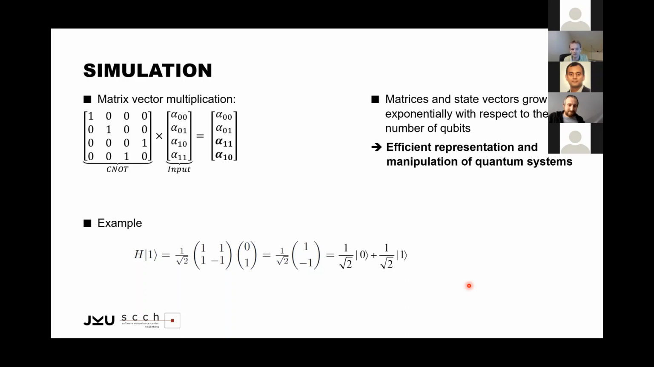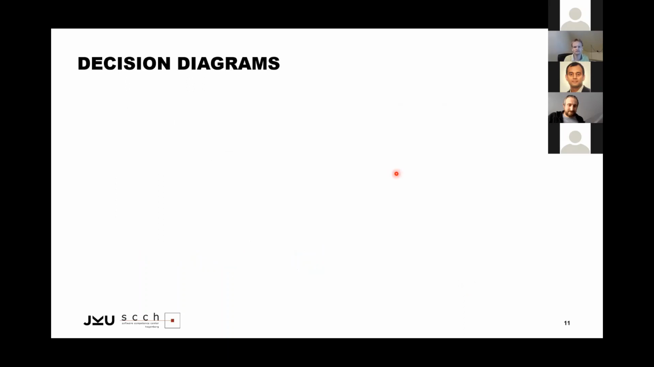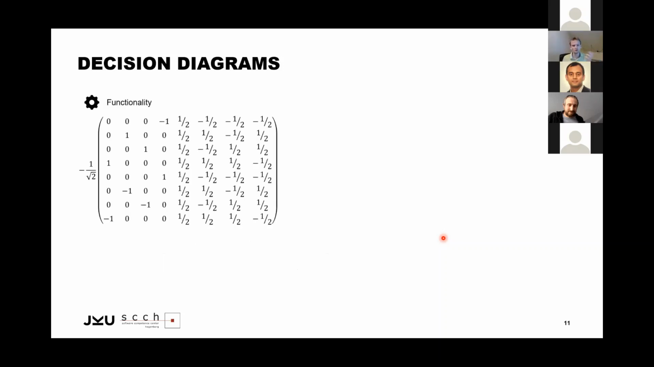So how can we conduct these operations in a more compact fashion? And again, design automation can help here, because one way in which we in the past tackled exponential complexity is by doing that through decision diagrams. And we can actually employ similar schemes here as well. And I would like to illustrate that with this matrix here.